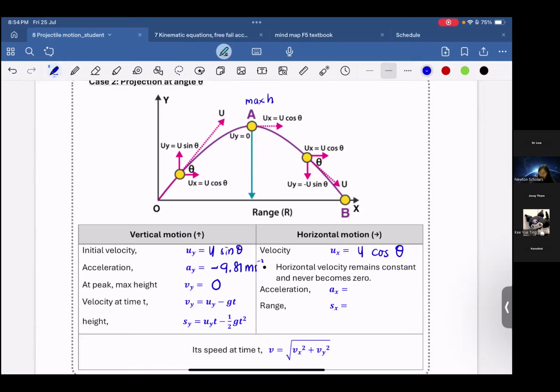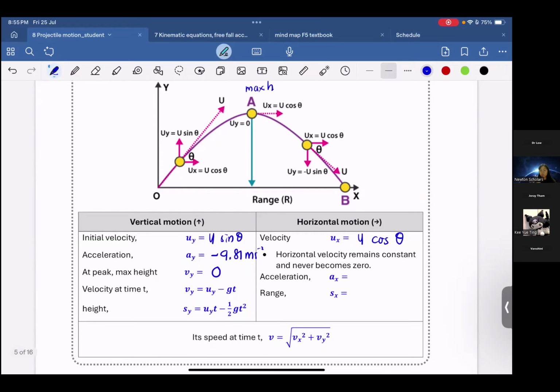Then here, velocity at a certain time. You can use any of the 4 linear motion equations, but you have to be very clear that now you're talking about the vertical. If they're asking you to find the height, then you also can use this formula. Now the UY is no longer 0. Just now in case 1, horizontal projection, the initial vertical velocity is 0, but right now no.